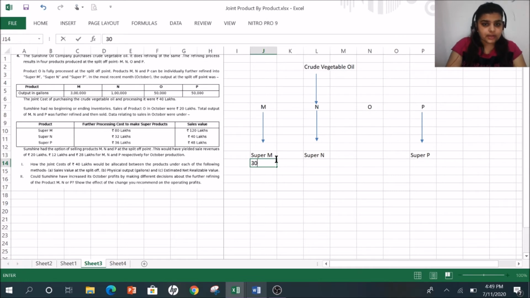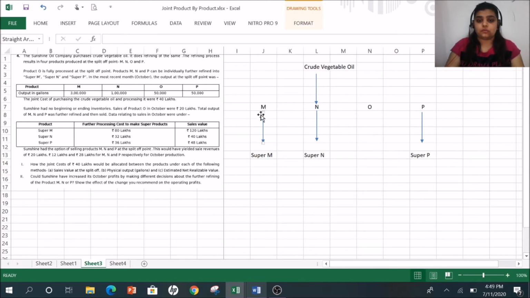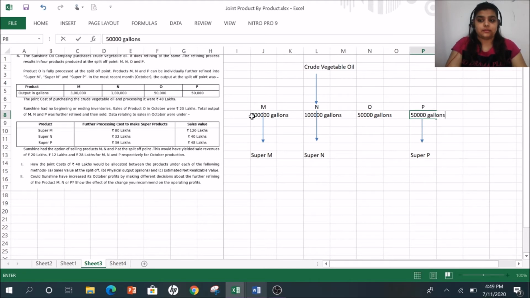Then we have 1 lakh gallons, 50,000 gallons and 50,000 gallons. And let's go ahead. The joint cost of purchasing the crude vegetable oil and processing it is rupees 40 lakhs. So here the joint cost is 40 lakhs.